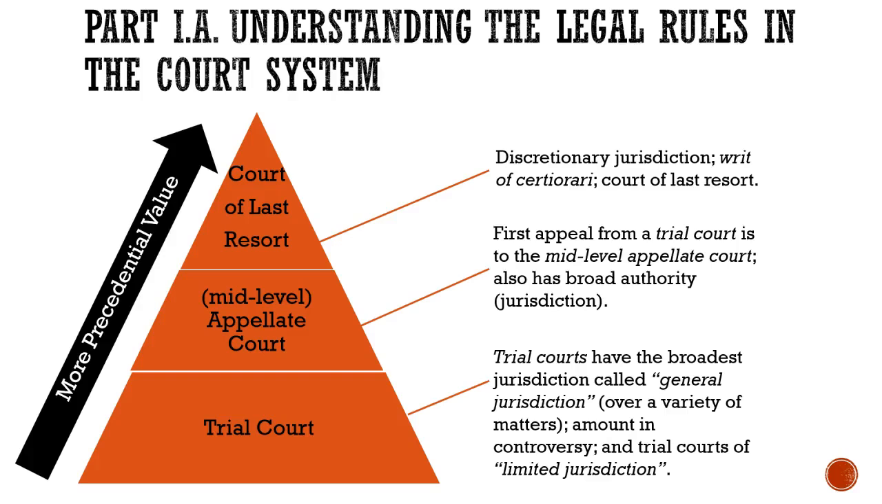In the mid-level appellate court in Florida, that's called the intermediate appellate court system. The first appeal from the trial court is taken to the mid-level appellate court. And it also has broad authority, and it's geographic authority. District courts of appeal, for example, in Florida we have 6. Each of those 6 has jurisdiction of matters within certain counties. So each DCA has its own set of counties in its bucket that it has jurisdiction over.